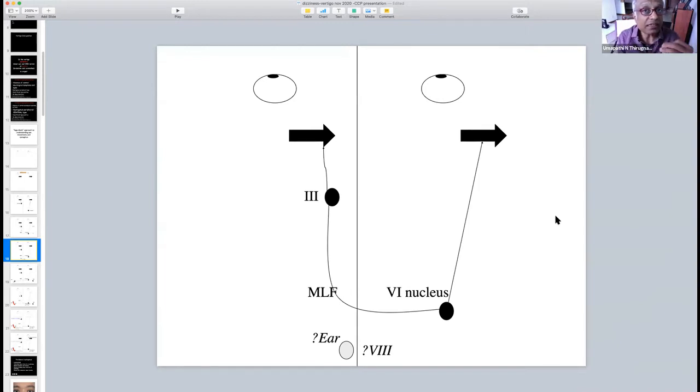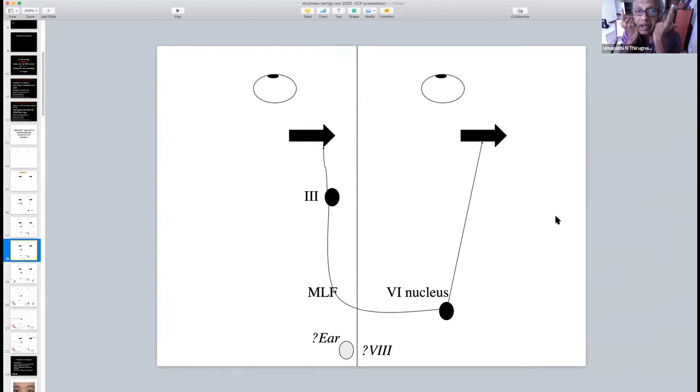But where is the efferent signal coming from? Because this time I didn't command my eye. I just moved my head to the left and my eye went in the opposite direction. So this is a reflex. So where is the efferent signal coming from? As you can see, if I move my head to the left, my ears have semicircular canals within which there are fluids. So when I turn my head fast, the fluid is going to move.